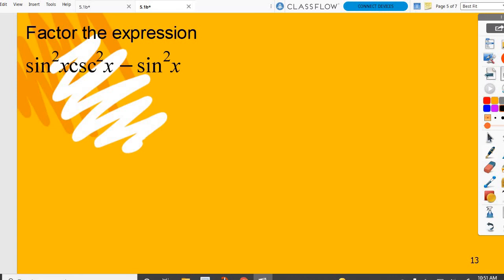What do we want to do? Factor. Factor sine squared, because it is the what? The GCF, our greatest common factor. So then we're left with a cosecant squared of x minus 1. So then what can we do with that one? Can't you change it to like tangent or cotangent?